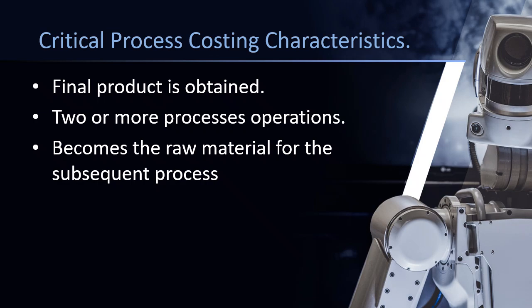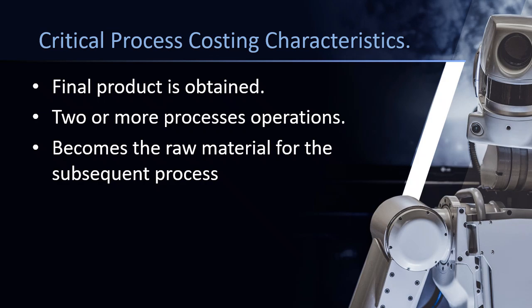Critical process costing characteristics. First, final product is obtained. The production process does not stop until the final product is drawn out of the line. Second, two or more process operations. There are two or more process operations that participate in the production of the final product.